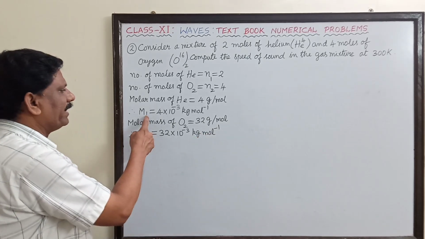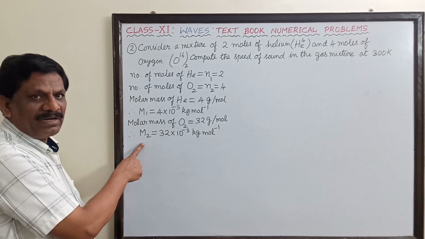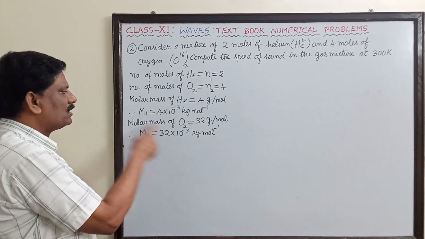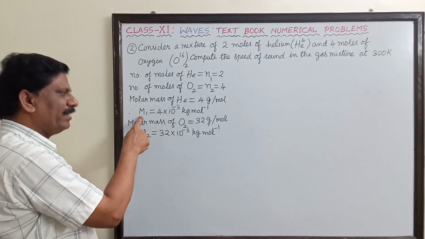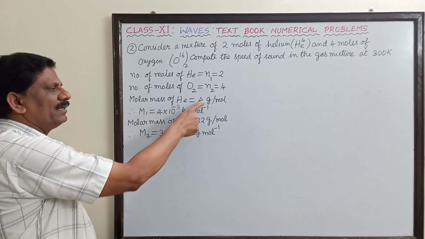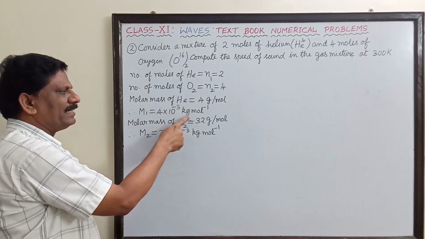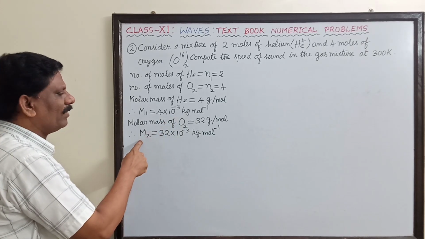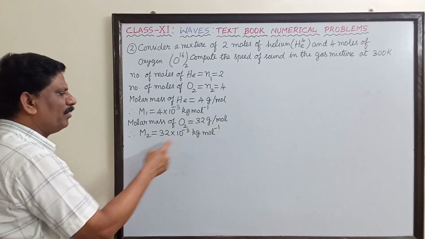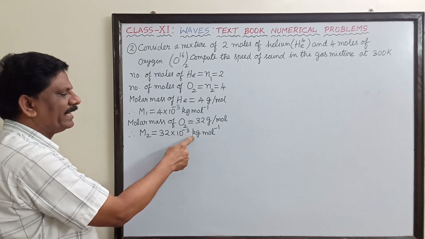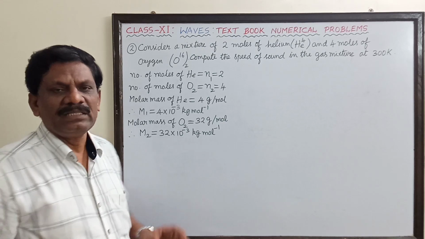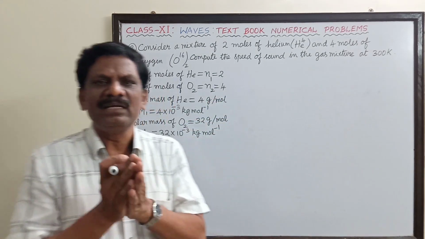Once again, I have taken the symbols capital M1 and M2 for the molar masses and expressed them in SI unit, kilogram per mole. So the molar mass of helium, M1, is 4 gram, converted into 4 into 10 power minus 3 kilogram per mole. Similarly, for oxygen, M2 is 32 gram per mole, which becomes 32 into 10 power minus 3 kilogram per mole. So now we have to find the net mass of the mixture.